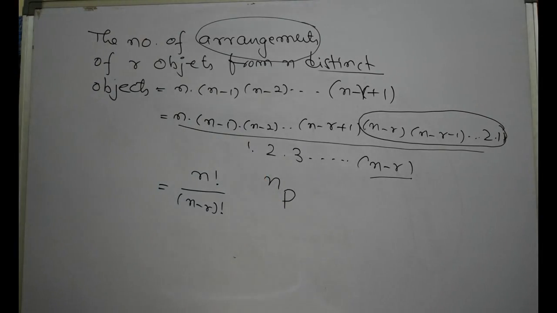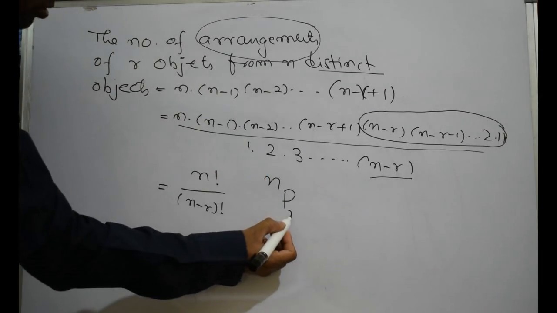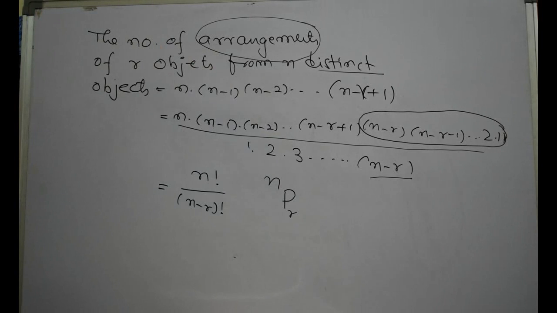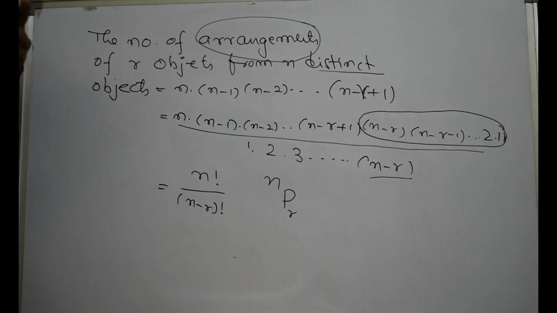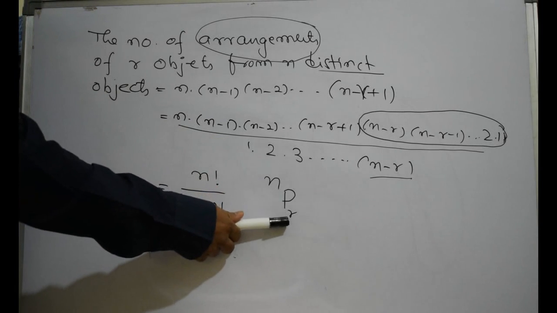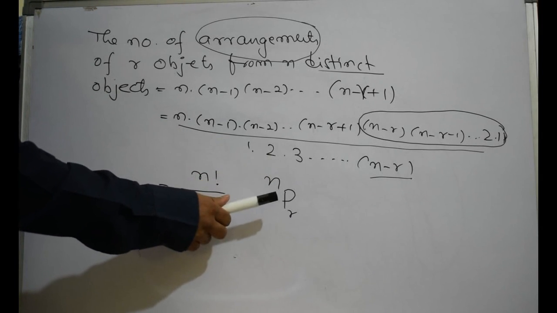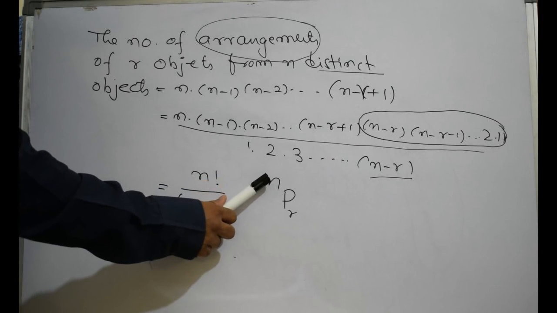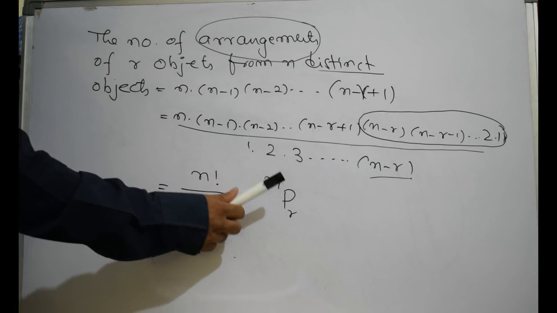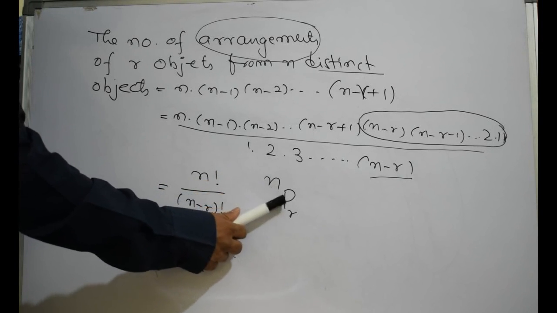So it's a standard notation, right? How many objects do you want to use? R. So R I'll keep here. So this is the notation nPr. What does nPr stand for? nPr stands for the number of permutations or number of arrangements by taking r objects from given n distinct objects.